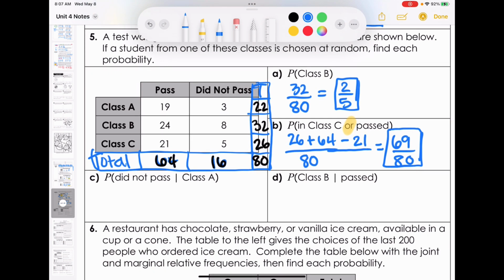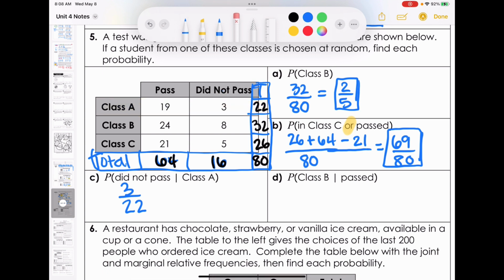Part C, the probability that they did not pass given that they're in Class A. So we're only looking at our Class A row. My total for Class A goes on the bottom, which is 22. And out of those 22, 3 did not pass. So that fraction cannot be simplified.